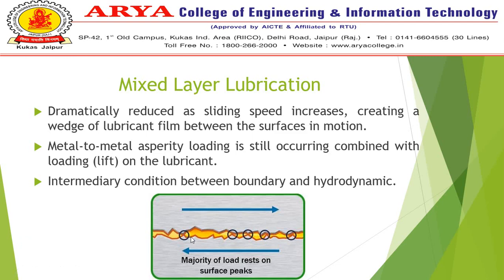So there is still metal to metal contact between two mating parts, but the majority of the load is carried by the wedge, and that is because of the drastic change, that is the increment in the sliding speed of the two mating parts, the relative velocity of the mating parts. So this is the intermediate condition between boundary layer lubrication and hydrodynamic lubrication.